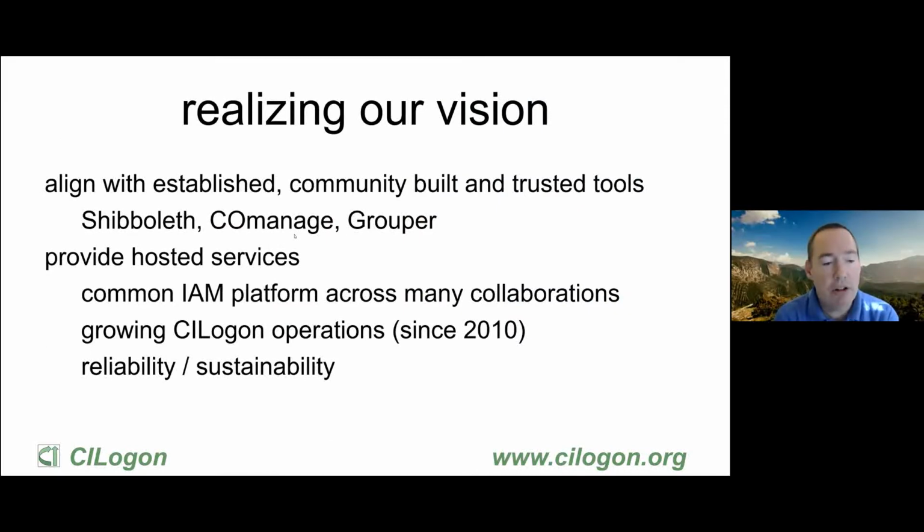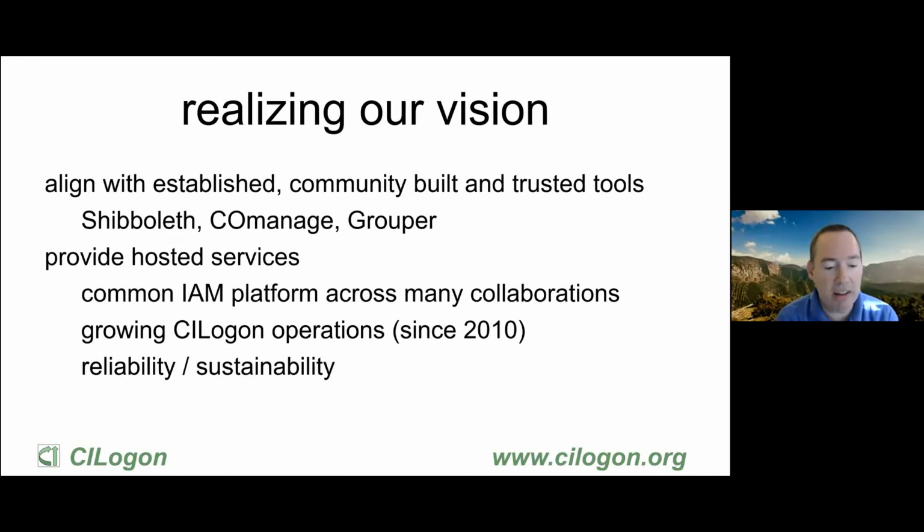And so to accomplish this vision of seamless identity and access management for research collaborations, we're building on community tools, trusted tools, including Shibboleth, COmanage, and Grouper, and providing hosted identity and access management services. We get economies of scale by providing an IAM platform used by many collaborations. We take care of installing this software and keeping it running so that the collaborations can focus on their work, focus on managing their attributes, their authorizations, but not focusing on the underlying maintenance of the platform.